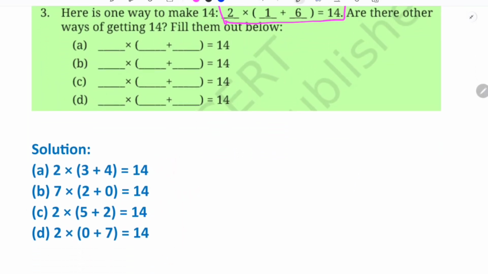There are different ways, even more also you can get. So 4 are given to us. We are filling this 14. If you have 2 multiplied by 3 plus 4, in the bracket 3 plus 4 is 7, 7 into 2, 14. Then you have 7 multiplied by 2 plus 0. 2 plus 0 is 2, 7 2s are 14. Then 2 multiplied by 5 plus 2. 5 plus 2 in the bracket is 7, 7 multiplied by 2 is 14 again. So 2 multiplied by 0 plus 7. 0 plus 7 is 7, 7 multiplied by 2 is 14. So that way also we can.